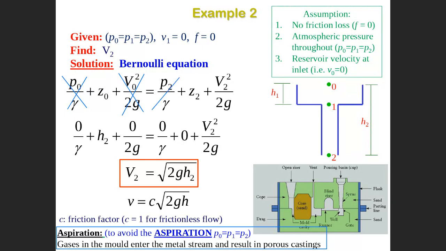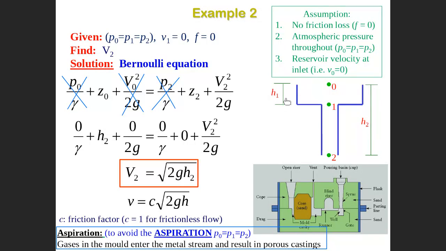Pressure at 2 also is 0. Why is pressure at 2 0? Because we said atmospheric pressure throughout, to avoid aspiration. So pressure at 0 equals pressure at 2 equals 0. Then this one is 0. Then we have Z0 and Z2, between 0 and 2. The difference here is H2.